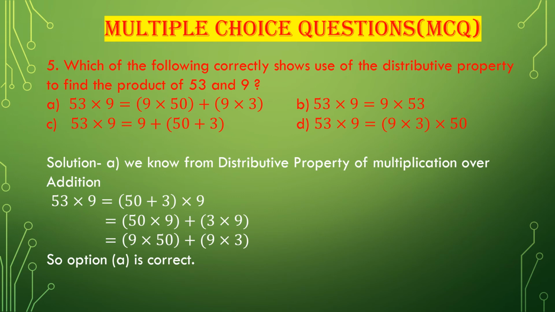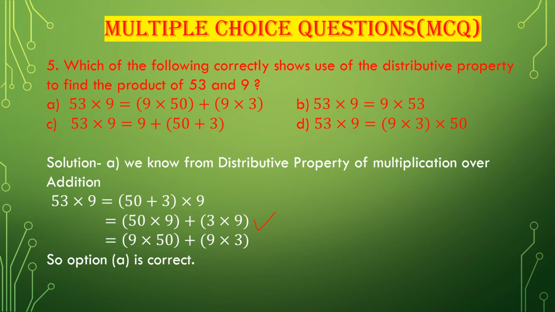Now we'll solve question number 5. Question number 5 is which of the following correctly shows use of the distributive property to find the product of 53 and 9. First bit is 53 multiplied with 9. We know this is the distributive property of multiplication over addition. We can write 53 as 50 plus 3, multiplied with 9, equal to 50 multiplied with 9 plus 3 multiplied with 9.